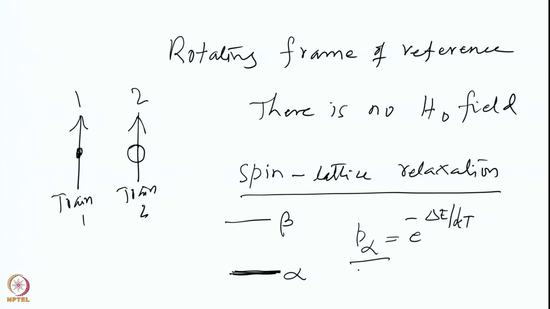P alpha by P beta, the ratio of the populations, is given by e to the minus delta E by KT. Delta E is the energy separation between them, and that obviously will depend upon the magnetic field. This is equal to e to the minus gamma h cross H naught by KT. That was the energy difference we saw, and in KT, T is the temperature.